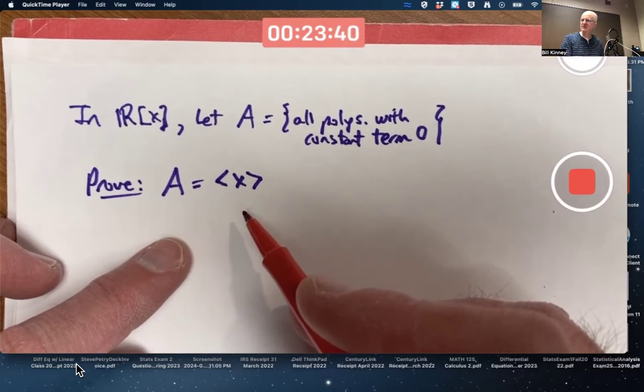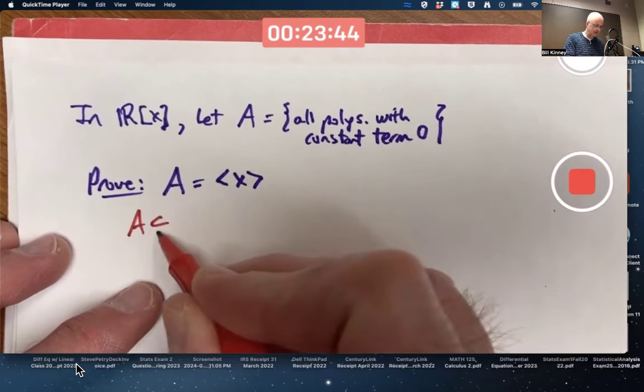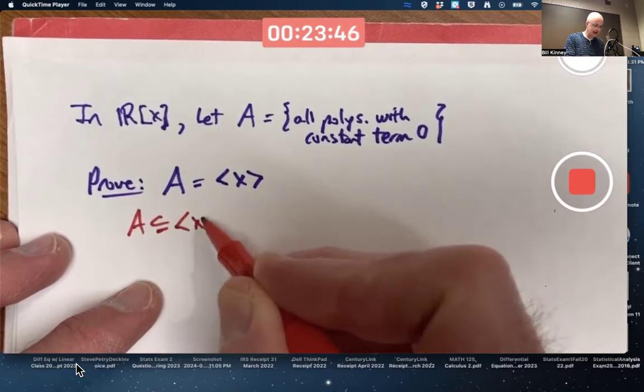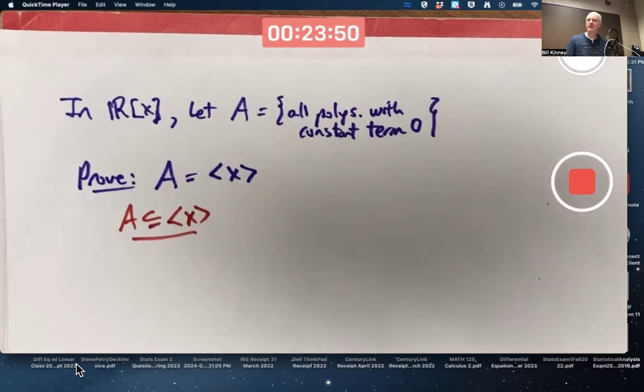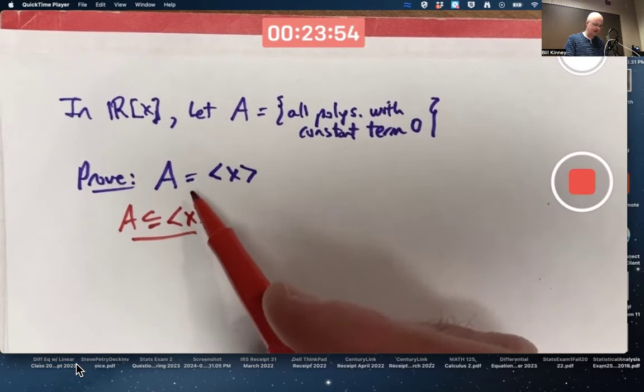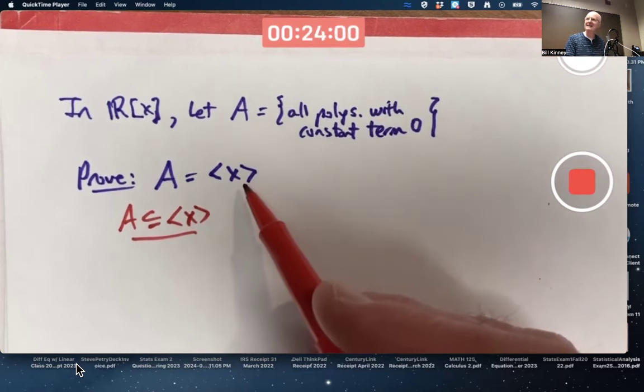Perhaps it's best to think in terms of set inclusions here, to do this in two steps. First, A is a subset of the principal ideal generated by x. What would we have to prove? Give me an arbitrary polynomial with constant term 0. Why is it a multiple of x is the key.